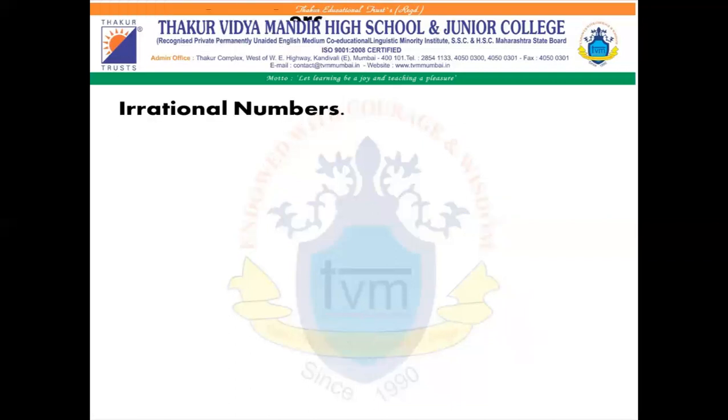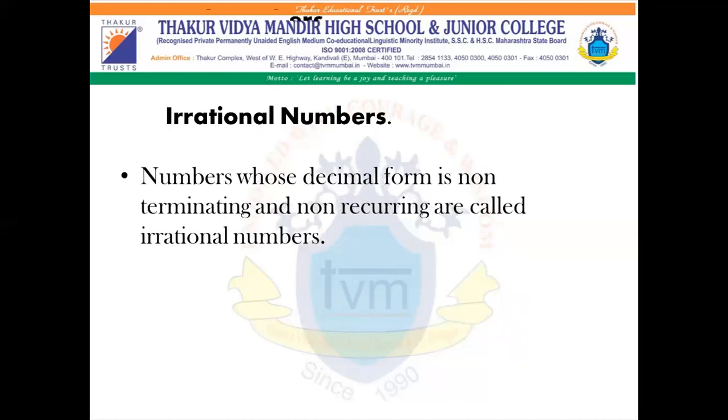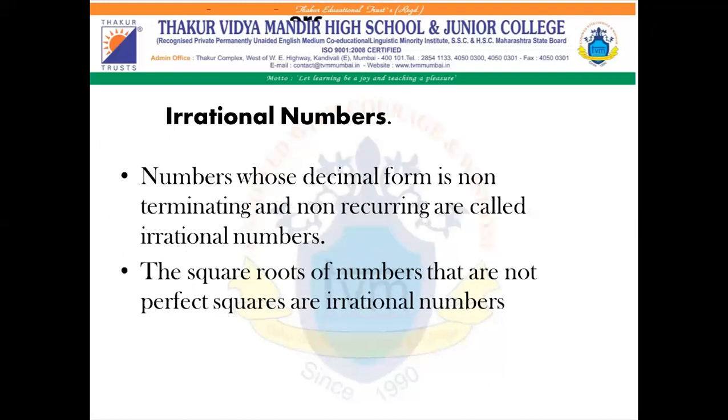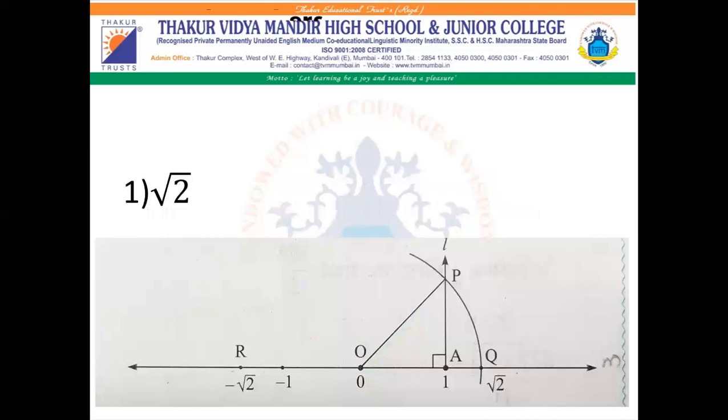Irrational numbers. Numbers whose decimal form is non-terminating and non-recurring are called irrational numbers. The square roots of numbers that are not perfect squares are also irrational numbers. Examples: pi, root 2, root 3, root 5, root 7, and so on.